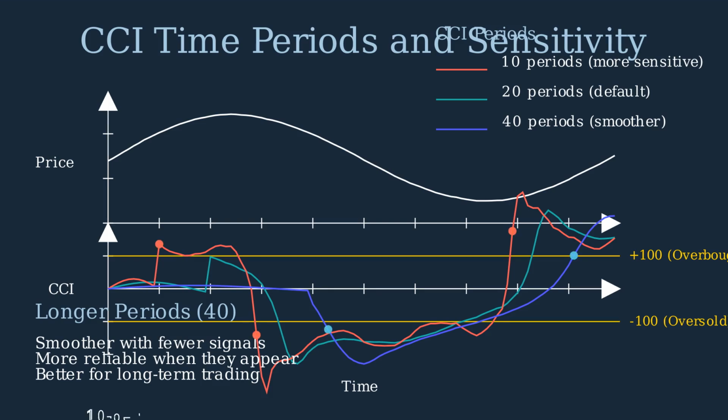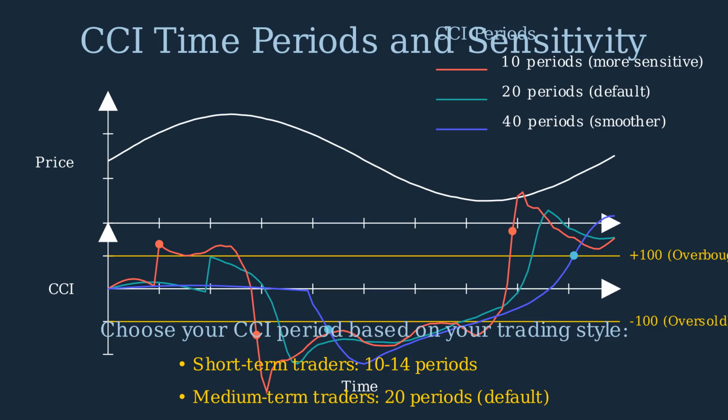Let's highlight the trading signals generated by both settings. Notice how the 10-period CCI produces more signals, while the 40-period generates fewer but potentially more reliable ones. When selecting your CCI period setting, consider your trading time frame.